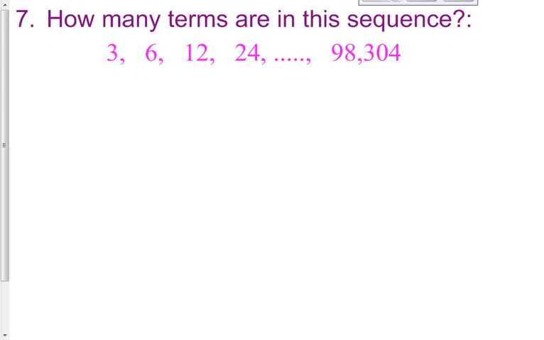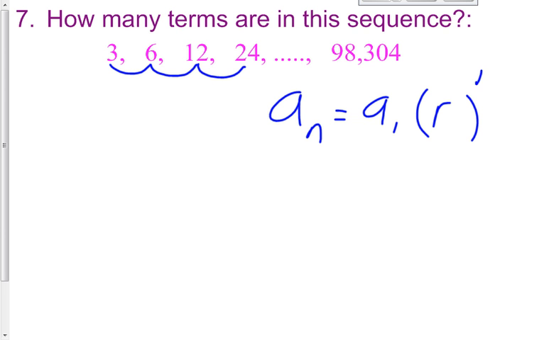Well, I know to go from 3 to 6, we multiply by 2. From 6 to 12, we multiply by 2. 12 to 24, we multiply by 2. So we have a pattern here. This is a geometric sequence because we're multiplying to get from one term to the next. So if I know that it's a geometric sequence, the value of the nth term equals a sub 1 times the ratio raised to the n minus 1.